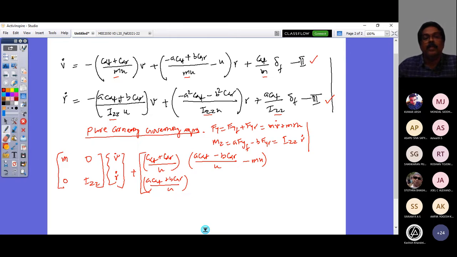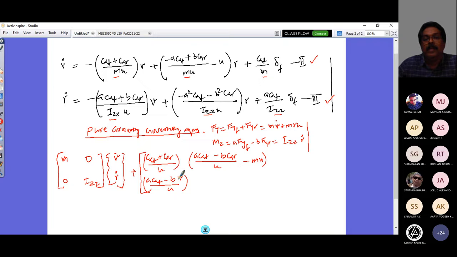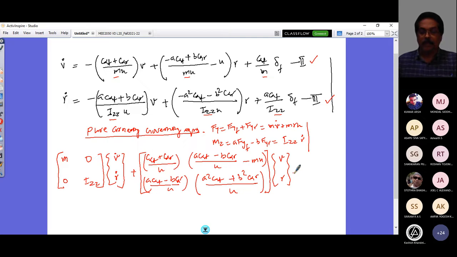Here you have to look carefully. This is minus, so this term will be changed now. So this is minus B C alpha R. And here, this minus goes off, so that's going to be plus A squared C alpha F plus B squared C alpha R by U. This matrix into V, R. And all this is now the left-hand side, and on the right-hand side I have the B vector, that's C alpha F and A C alpha F into delta F. So this equation, let's call equation number 7, Roman numeral 7.